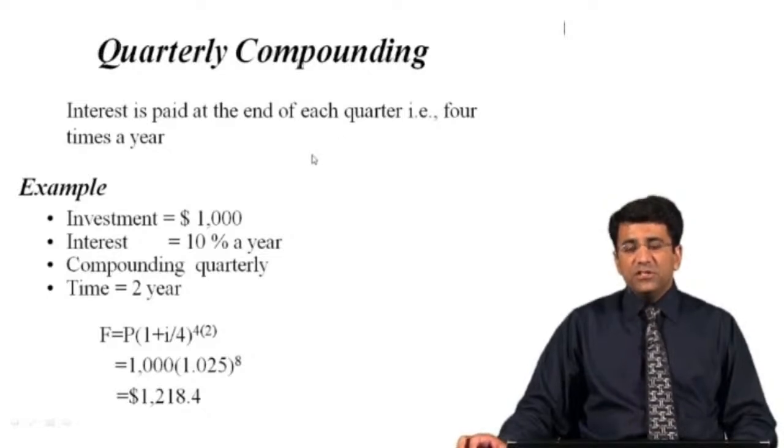So what will be the change in the formula? Suppose again we consider this example, that your investment is $1,000, the interest rate is 10% a year, compounding quarterly, and the total time is 2 years. Now the formula will be F is equal to P into (1 + I/4) raised to the power 4 multiplied by 2.